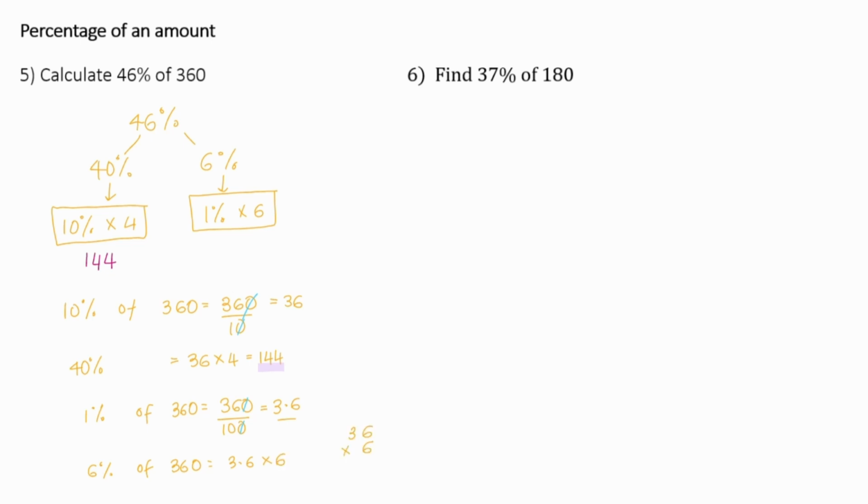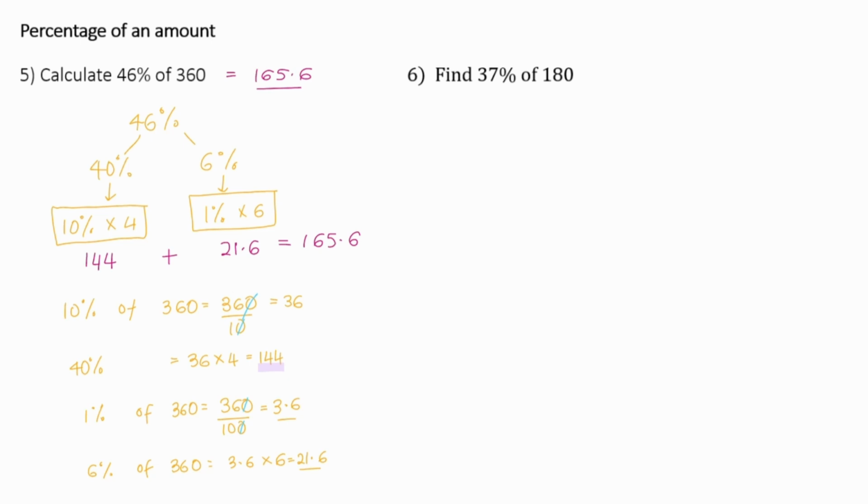So we can find 36 times 6, which gives us 216. But because 3.6 is 10 times smaller, we also make our answer 10 times smaller. We move the decimal place back once, and that makes it 21.6. So 6% of 360 is 21.6. And in order to find the whole 46%, we can add 144 plus 21.6, and that gives us 165.6. So 46% of 360 is 165.6.